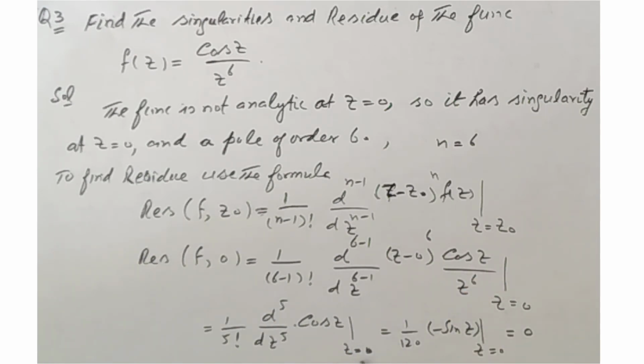Now we are applying the limit when z equal to 0. The fifth derivative of cos z is equal to minus sin z, and when we put z equal to 0, the total becomes 0 because sin 0 is equal to 0.